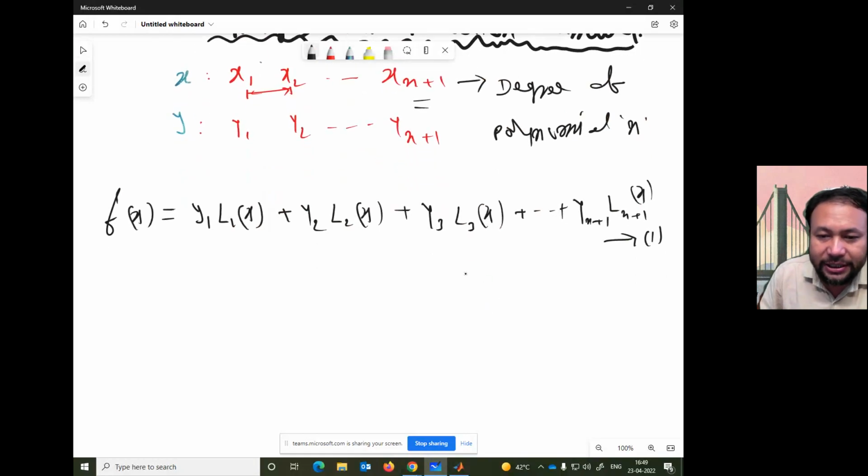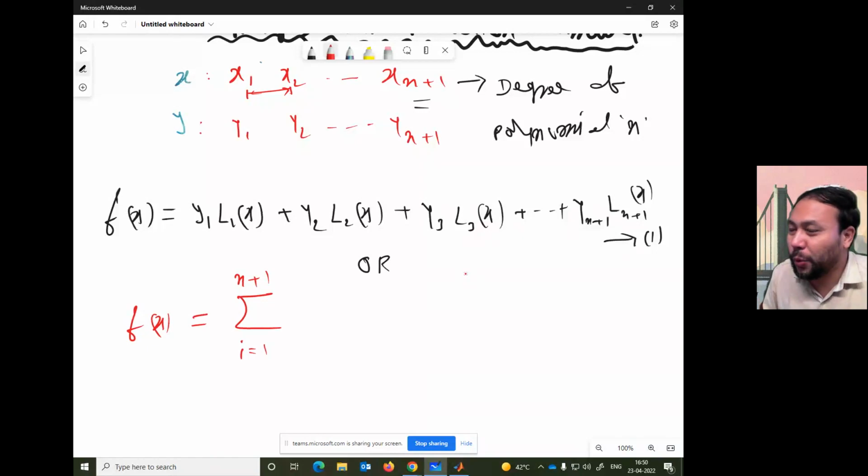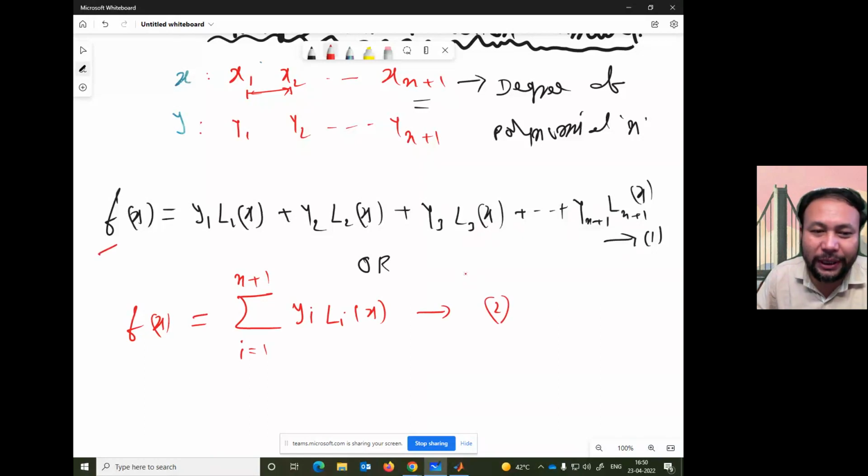Next, I can write this in the form of a summation also. It means f of x can be written as summation, suppose i from 1 to n plus 1. You may wonder why we are taking n plus 1 points. We are talking about the polynomial of degree n, so we need to take n plus 1 points, then only it is possible. This is yi and Li of x. Suppose this is equation number 2. So this is the Lagrange interpolation formula in the expansion form, and this is the formula in the summation form.